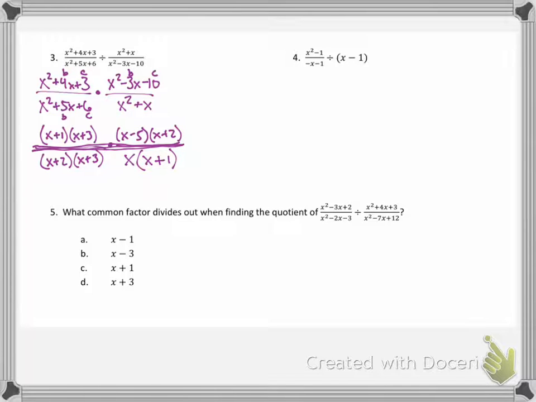Let's connect it as one big fraction. We've got several things that cancel: the x plus 1, the x plus 3, and the x plus 2. That leaves me with a final answer of x minus 5 over x. Remember, we don't cancel the x's because the x up top is connected with that minus 5, and you don't disconnect something that's connected by addition or subtraction. You have to cancel the whole thing out in order for that to work, so we leave that alone. x minus 5 over x is my answer.